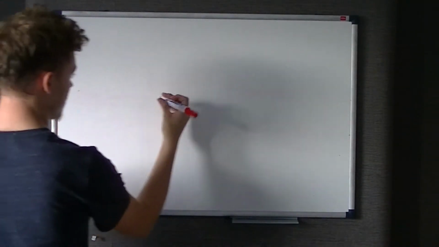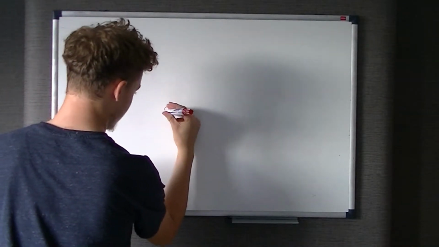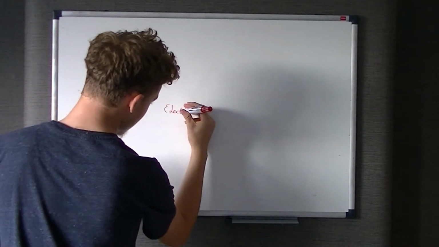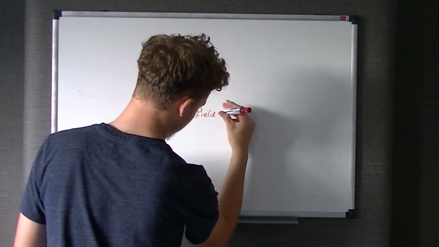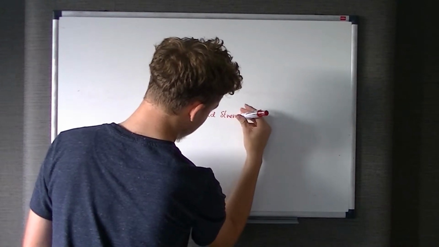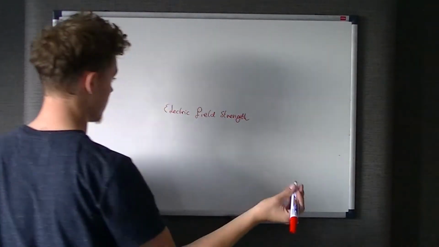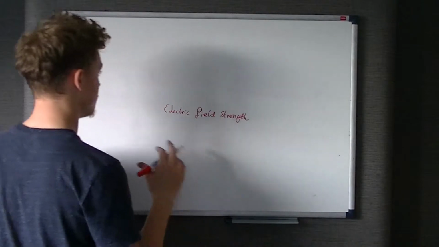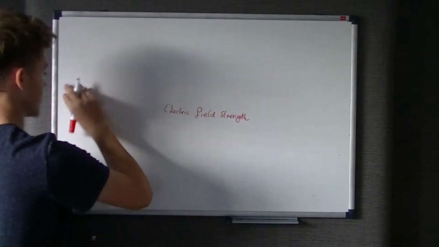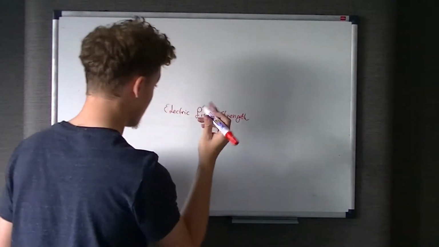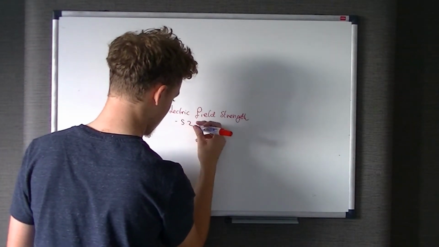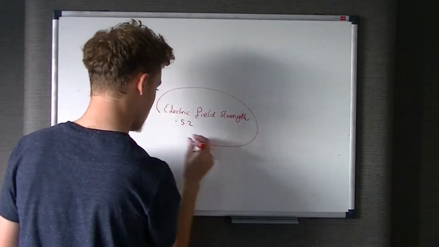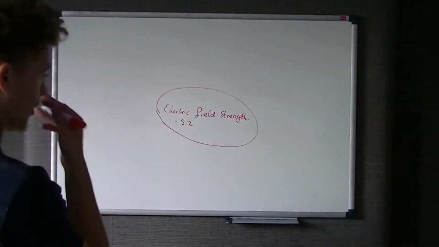I'm going to do it slightly differently to how I've done it in recent videos. I'm just going to do a mind map for this video. Electric field strength. The reason for this is because I don't think this section requires too much writing down. It's mainly talking you through it essentially. So electric field strength, 5.2 for the people who have the book.